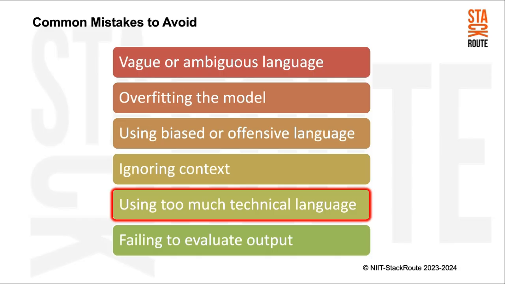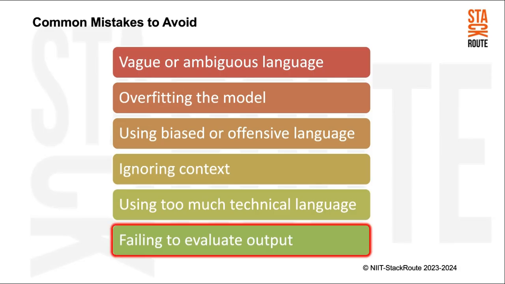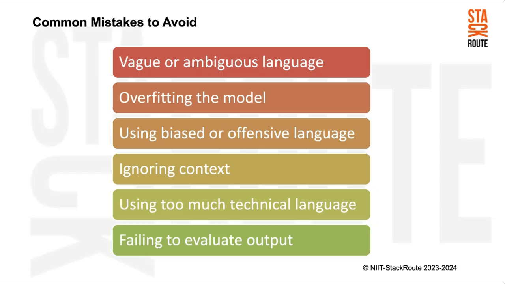Again, the next one is using too much technical language. Avoid using excessive technical language or jargons in your prompts, especially if the intended audience is not familiar with the terminologies. This can make it difficult for the model to understand the desired output and generate the relevant responses. And the final one is failing to evaluate the output. It is important to regularly evaluate the quality and relevance of the output generated by the model in response to different prompts. Now, these were the mistakes which one should avoid while writing an effective prompt.